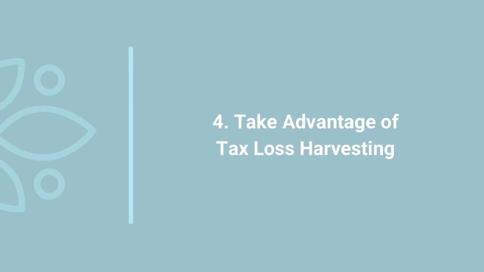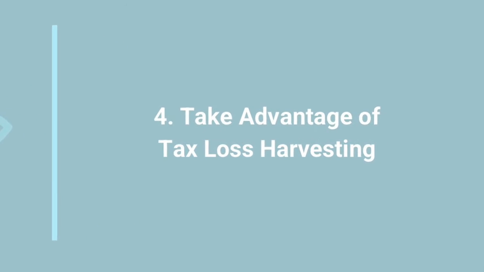And number 4, take advantage of tax loss harvesting. Tax loss harvesting is selling investments at a loss. Those losses can be used to offset other gains in income. Currently, up to $3,000 of investment losses can be used to offset ordinary income, and any unused amount can be carried forward to be used in future years. While it may sound counterintuitive to sell investments at a loss, you can take advantage of the strategy without abandoning good investments. This can be used effectively during market downturns.